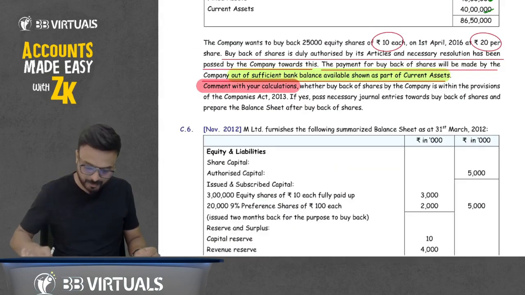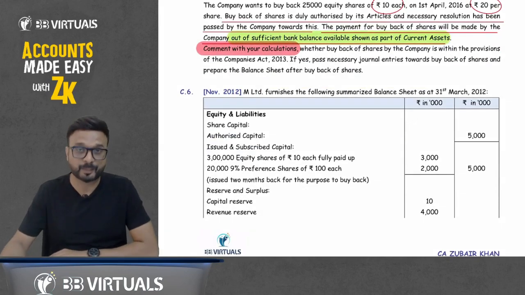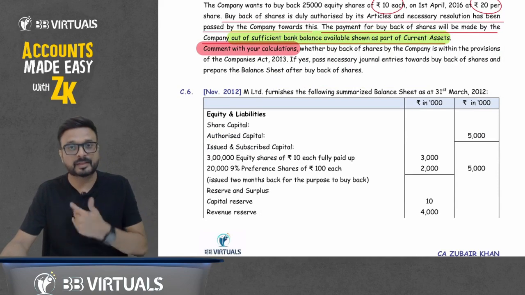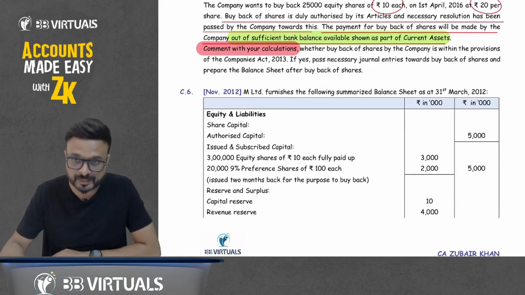Now we will take a break for 10 minutes and then we will come to question number 6. But before I start question number 6, there is a concept called redemption of preference share that I will discuss with you. Then we will solve question number 6 after the break. The break is for 10 minutes.